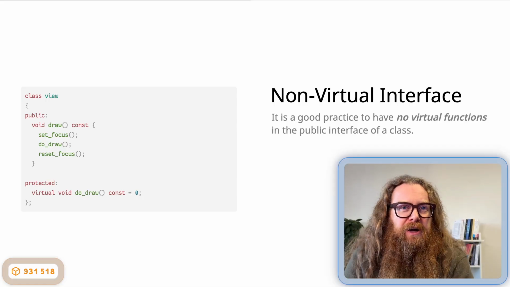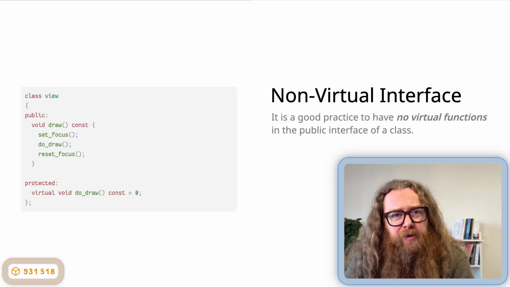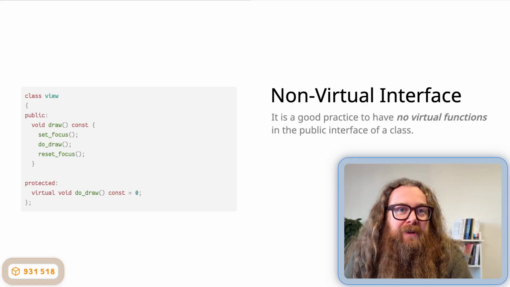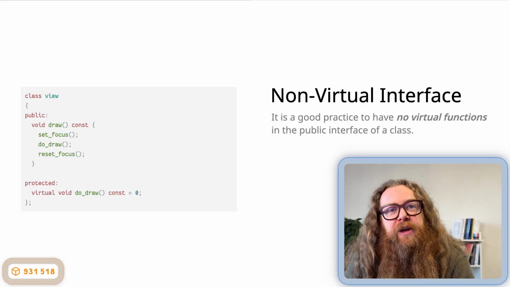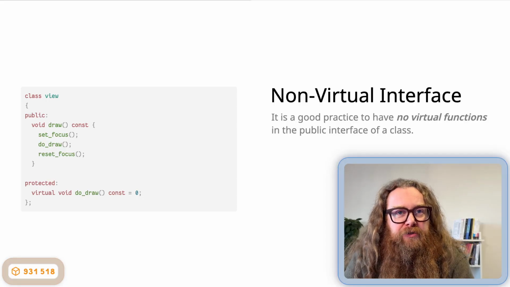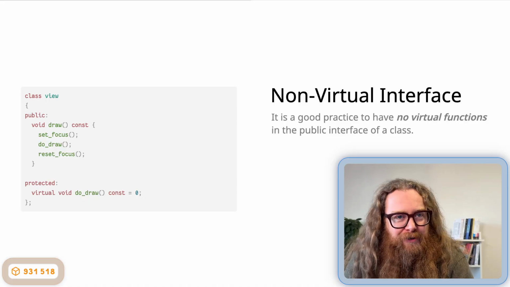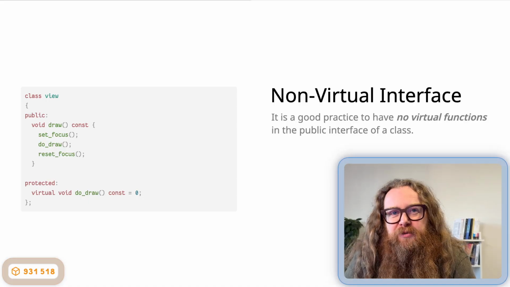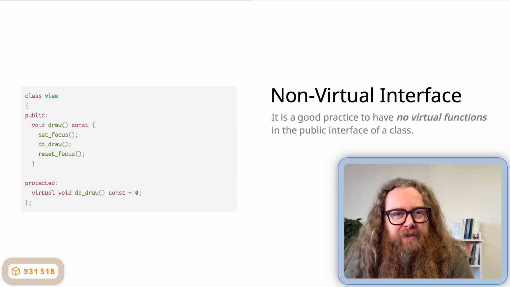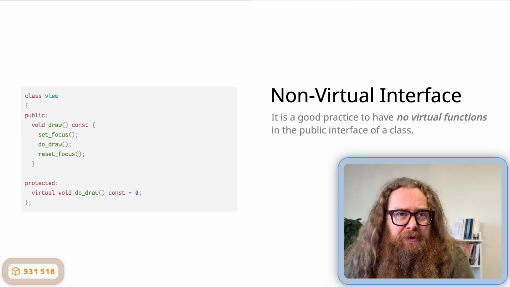If you come from Java or C# and you consider an interface as something that only contains virtual member functions, you might be surprised to see that the virtual member function is actually not part of the interface. And in C++, we actually prefer interfaces that do not have any virtual functions. We want to keep the polymorphic behavior as an implementation detail.